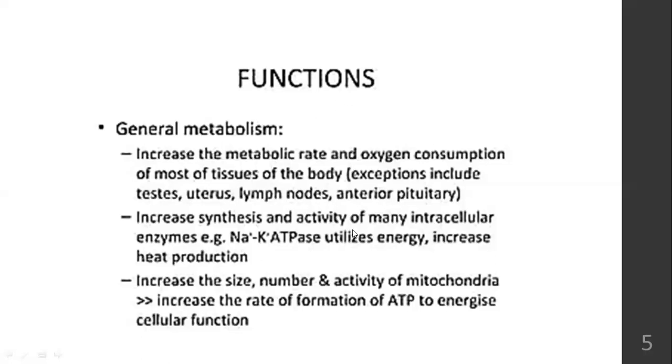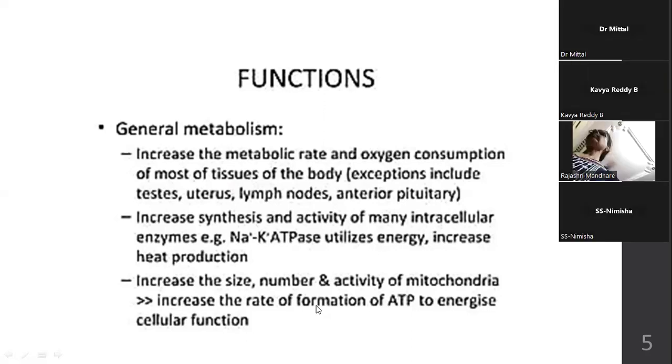And it increases the rate and formation of ATP, adenosine triphosphate, to energize the cellular function. ATP is released to get energy. ATP has three phosphate ions, triphosphate. When one phosphate ion breaks from ATP, it becomes adenosine diphosphate. When the bond of one phosphate breaks from ATP and it becomes ADP, that's when you get energy.